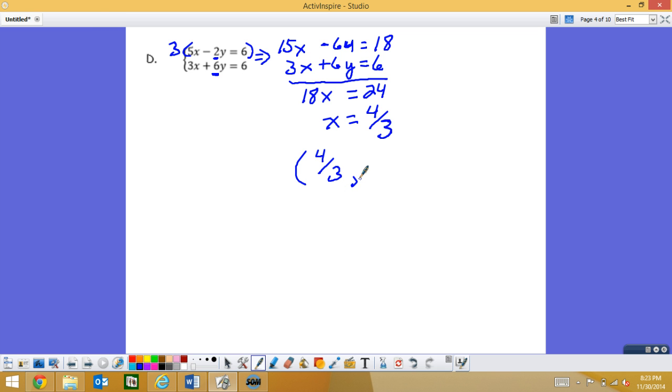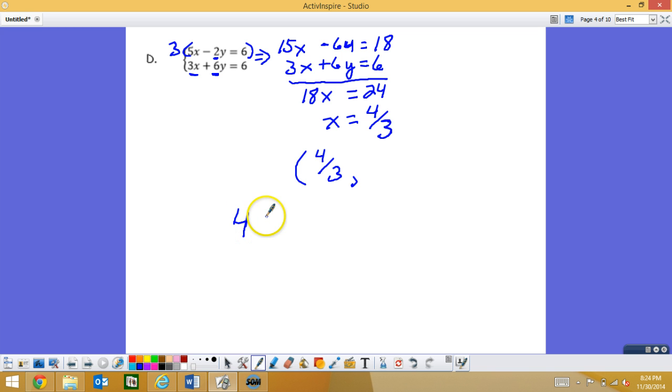And I'm going to choose carefully which equation I'm going to substitute that back in for. Because if I look closely, if I substitute it into the top one, 5 times 4 thirds would still give me a fraction for a solution. But if I substitute it into the bottom one, 3 times 4 thirds would eliminate that fraction, because 3 times 4 thirds becomes 12 over 3, or just 4.